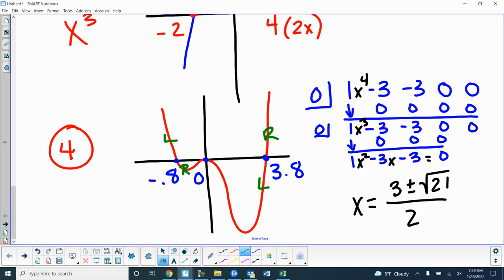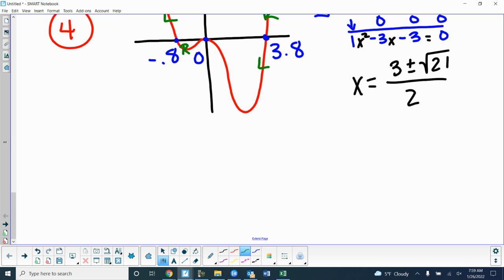All right. 5, 6, and 7. Okay? You were given 3 zeros. So they're giving you the zeros. You have to find the equation. So we're going backwards on these. How do we always start these? X minus. Yes, x minus.